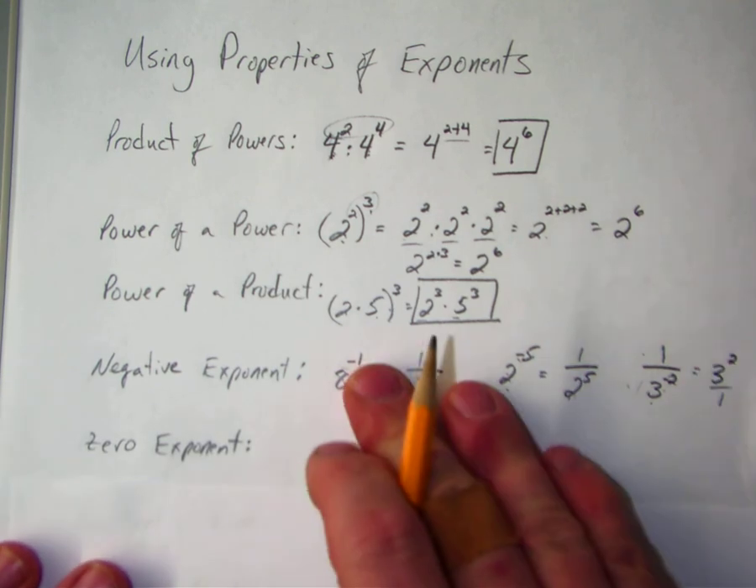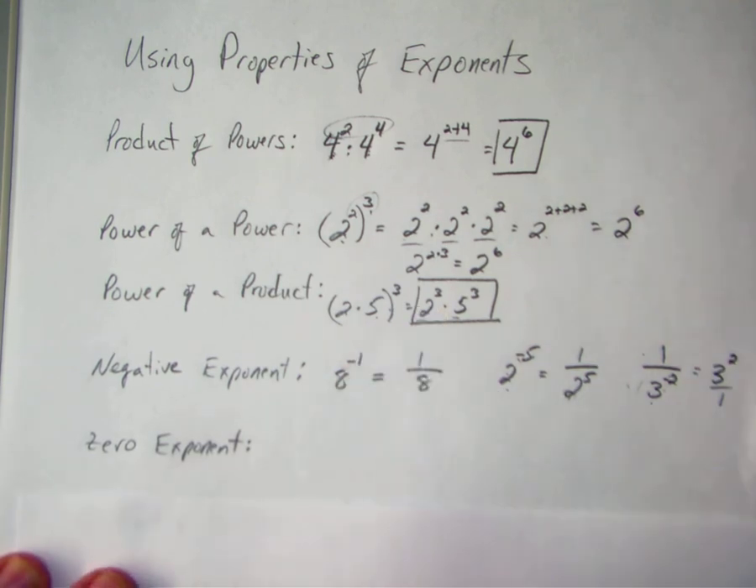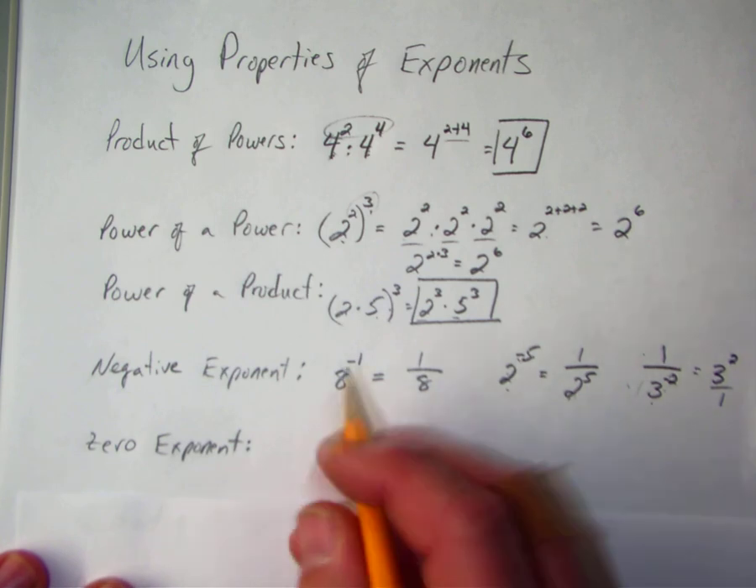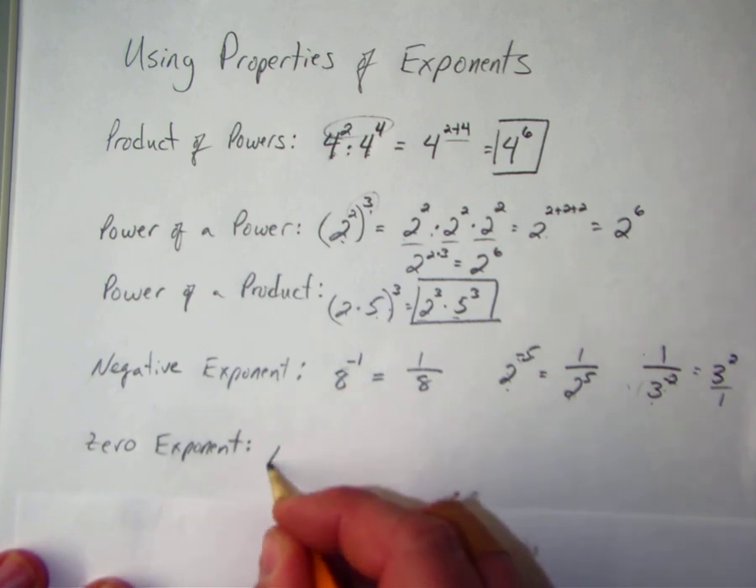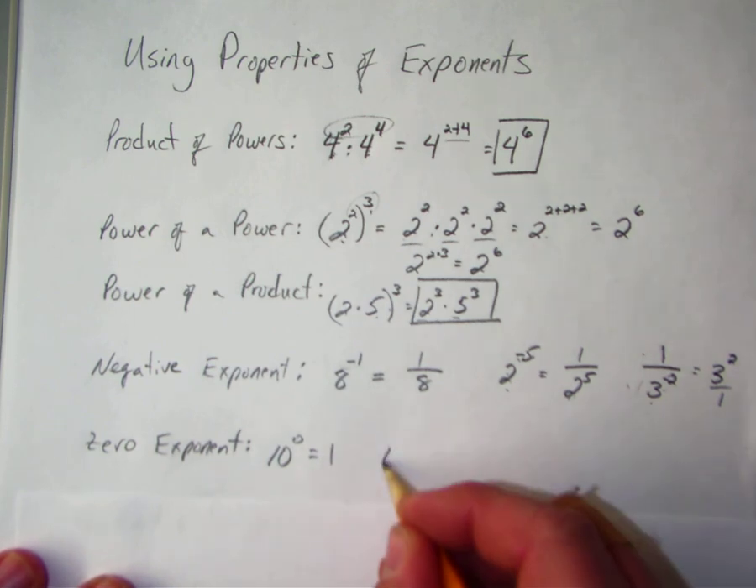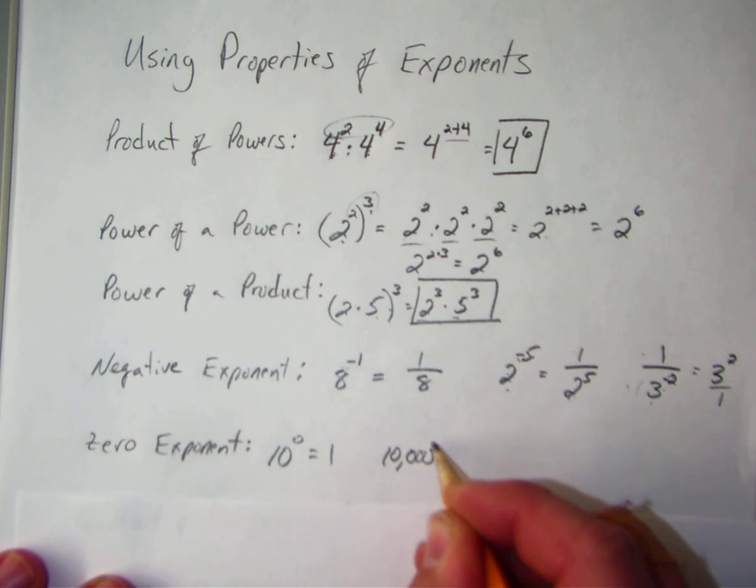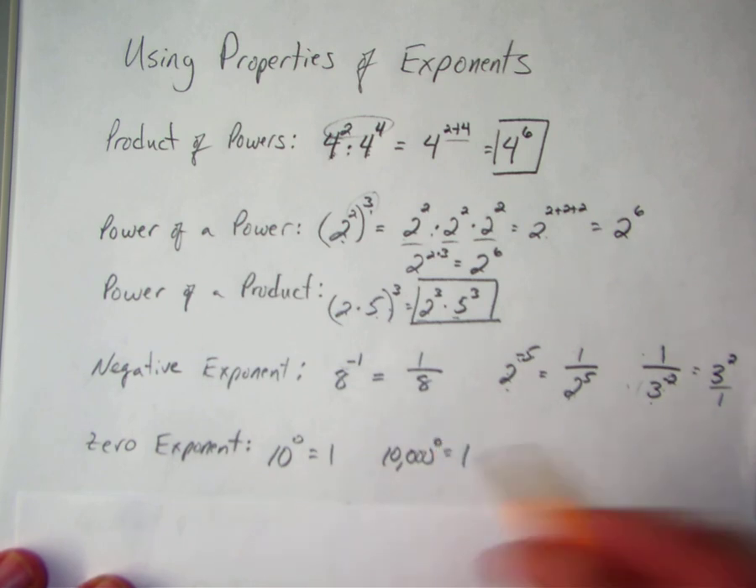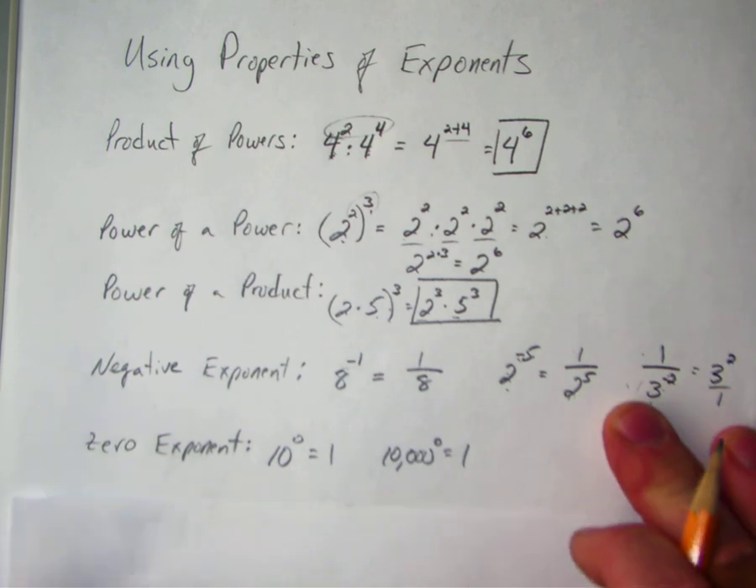Next property, the zero exponent, which is probably the easiest one there is. It states that any base, so for example, 10 to the 0 power is equal to 1. 10,000 to the 0 power is 1. So anything to the 0 exponent is 1.